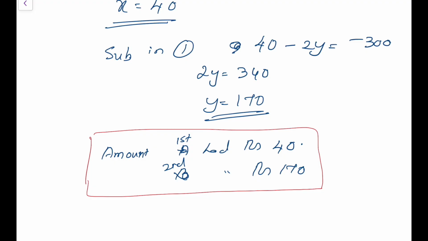Hope it's clear. So read the question and try to write the statements on your own. So keep practicing many times, then only you will become comfortable with these type of questions.